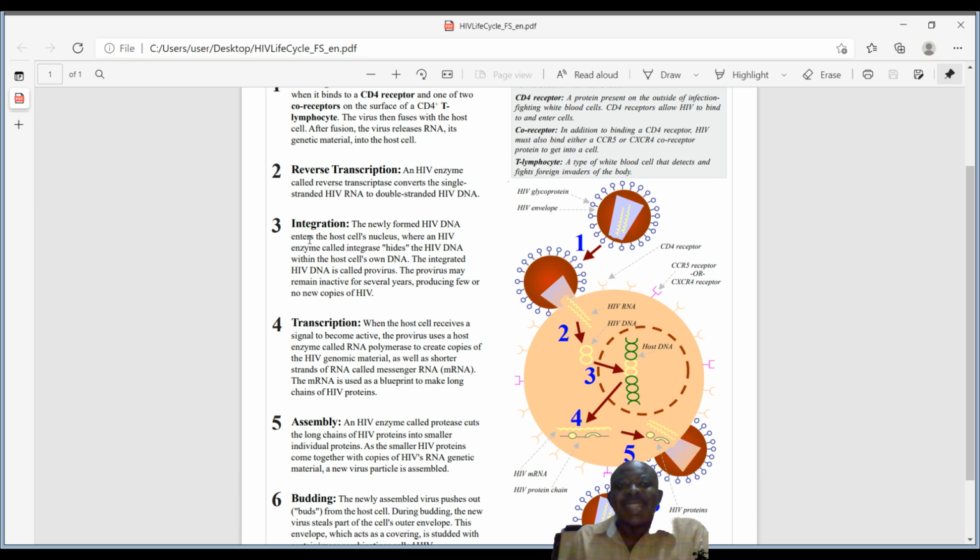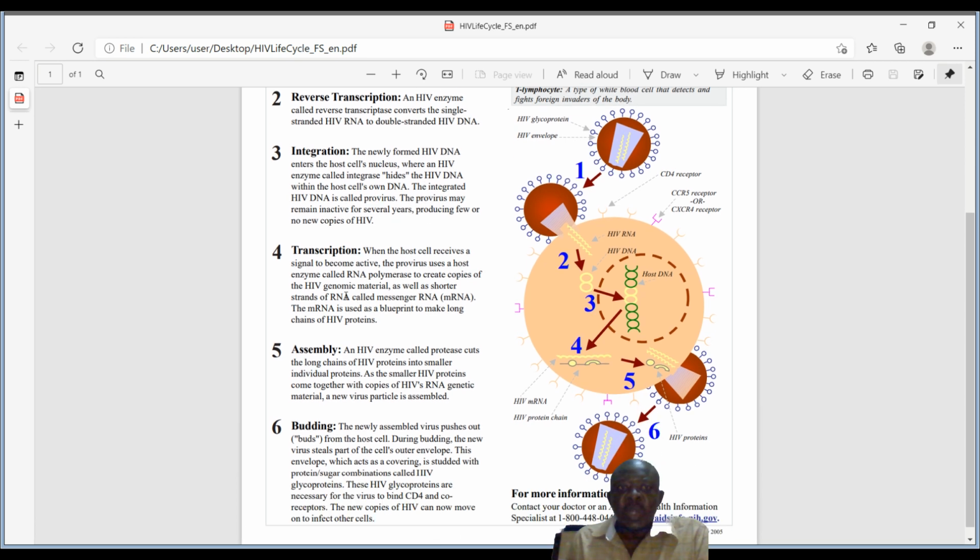So, within the third stage of the cycle, integration, we have the enzyme integrase playing a critical role. And all this is happening in the nucleus where the converted HIV DNA is now integrated, from the word integration, so we are saying it's integrated with the host DNA.